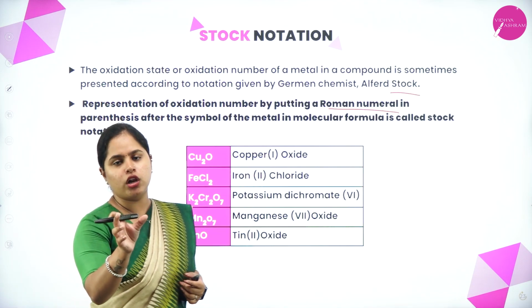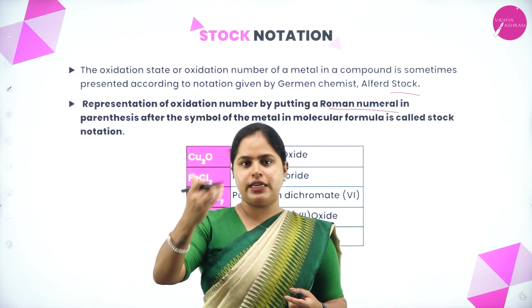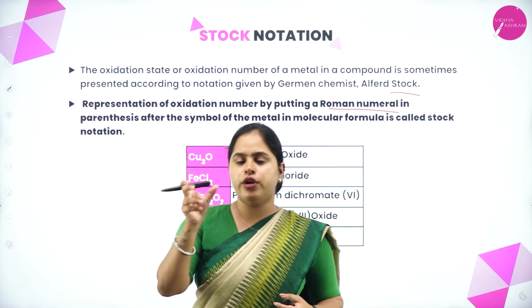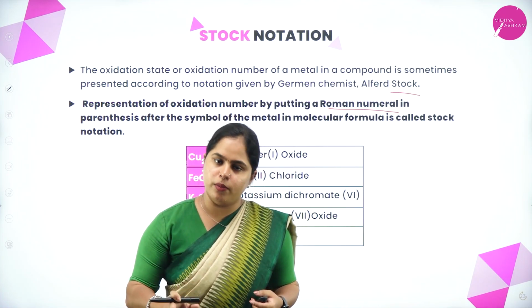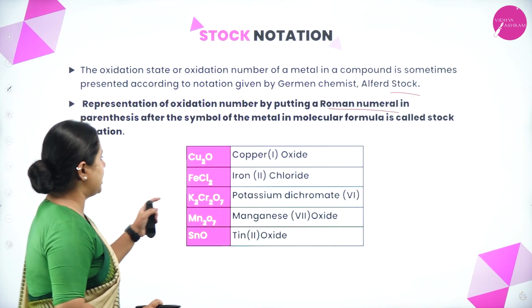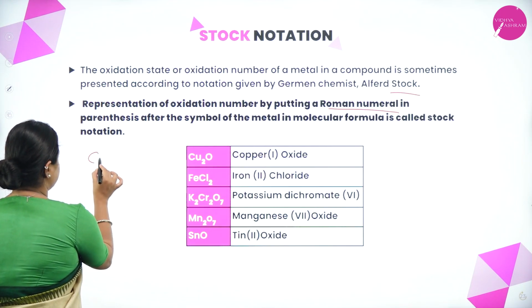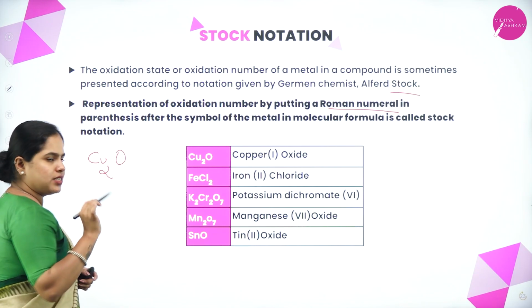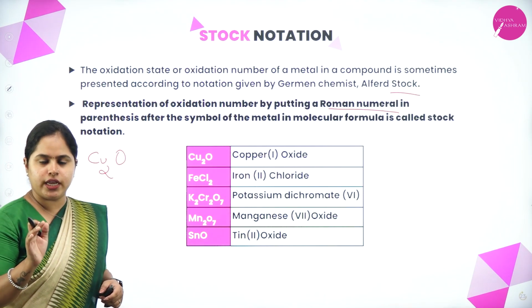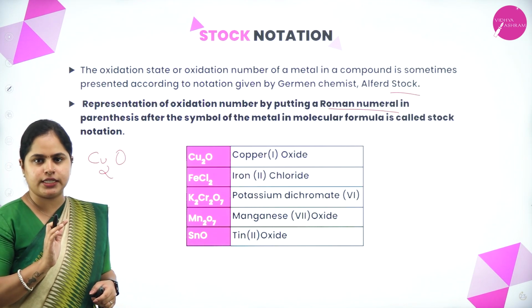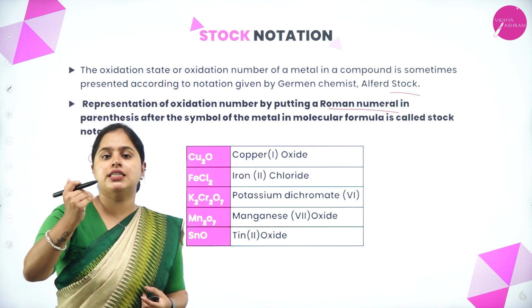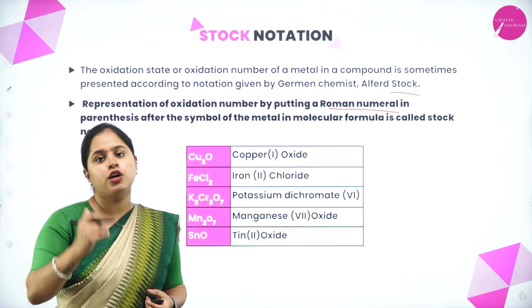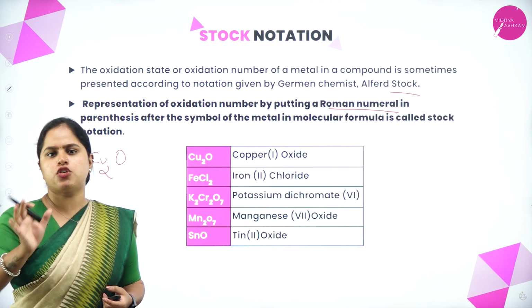So in the molecular formula, after writing the name of the metal, you are going to mention the oxidation number in Roman numerals. That means let's take an example of copper oxide, that is Cu2O. So the first step is we have to calculate the oxidation number, right? So once you get the oxidation number, we are going to represent it after writing the name of the metal in Roman numerals. So that is called Stock notation.